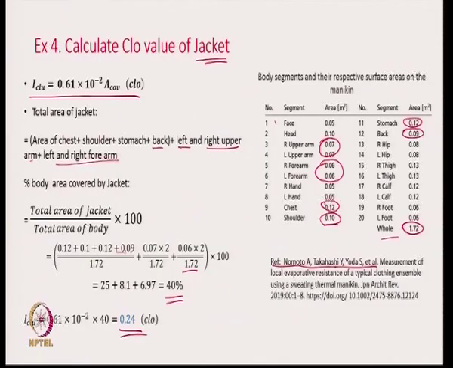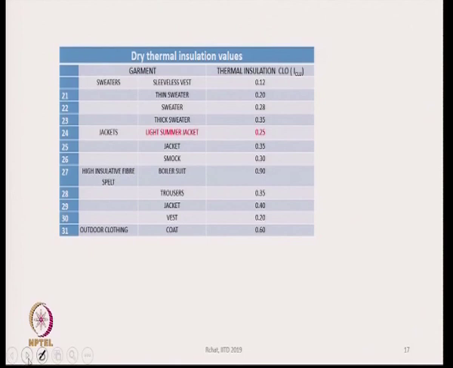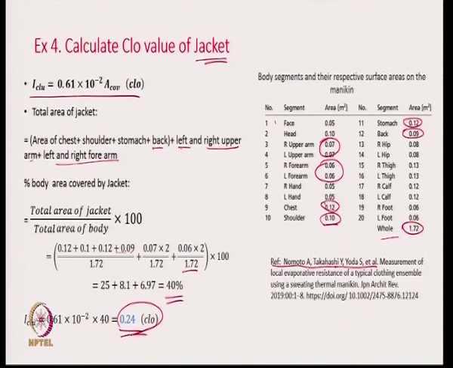Okay, and let us now check. A light summer jacket has a clo value of 0.25. A jacket could be three different types of jackets, and it has been stated here as 0.25, 0.35, 0.30. So this is going to match with our 0.24 value. So, it is giving you an initial estimate.